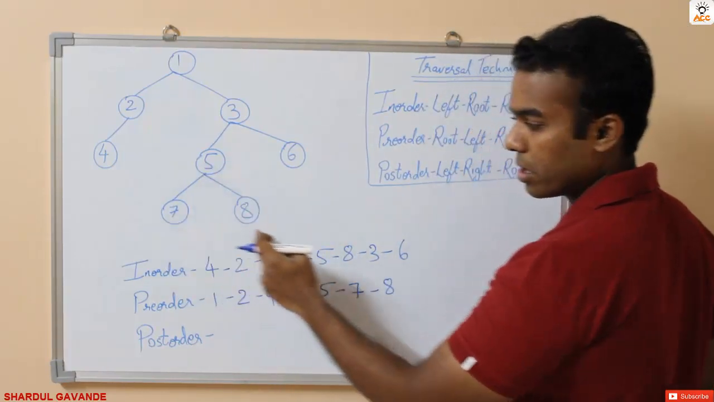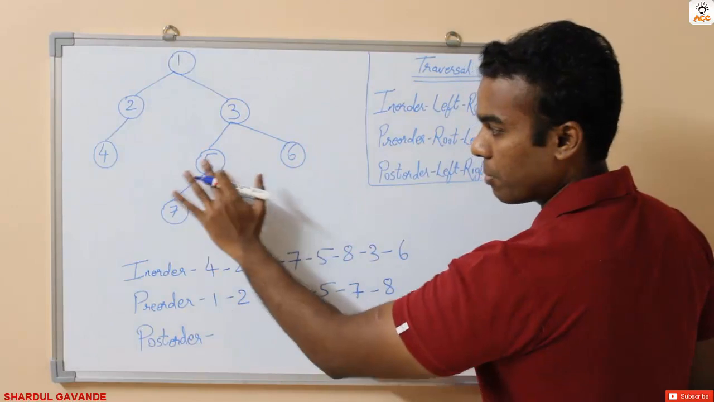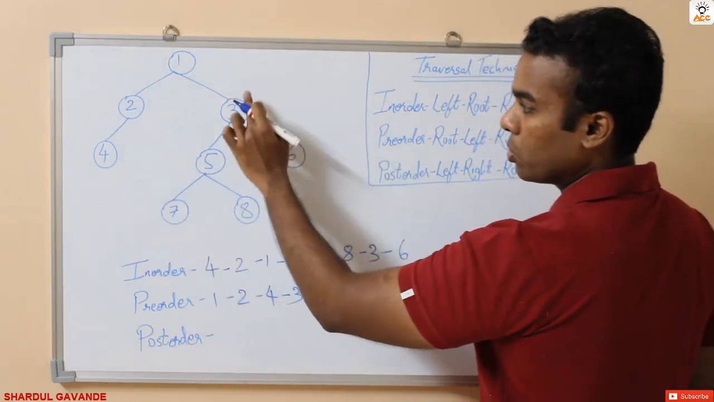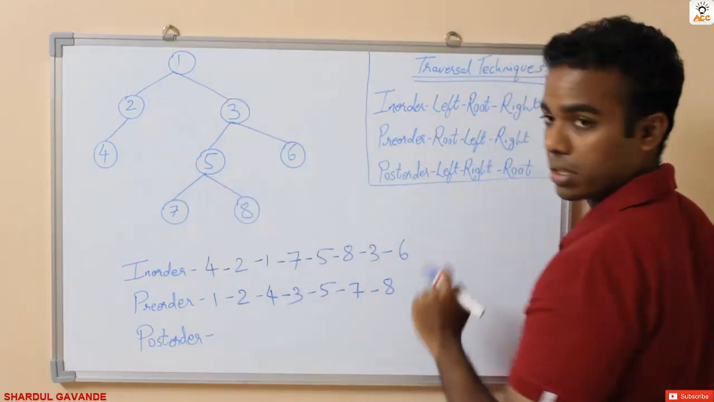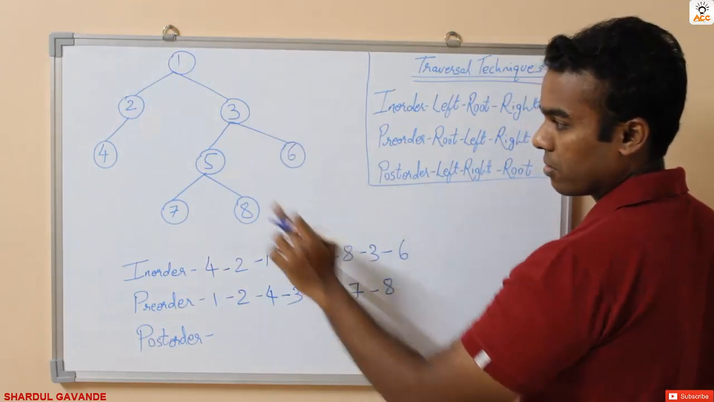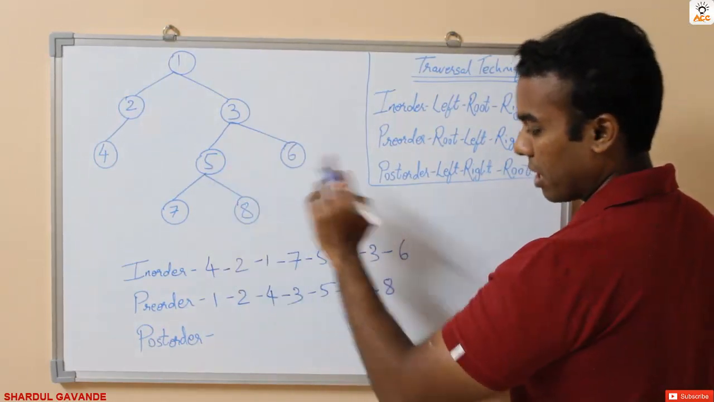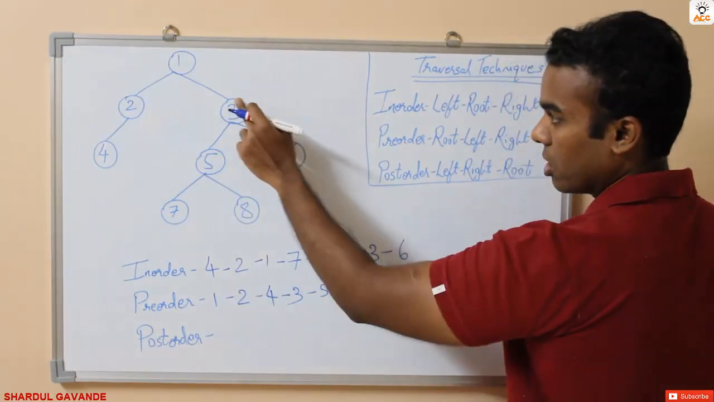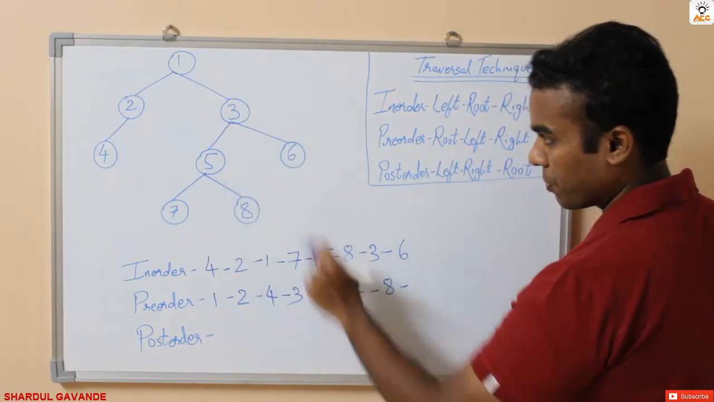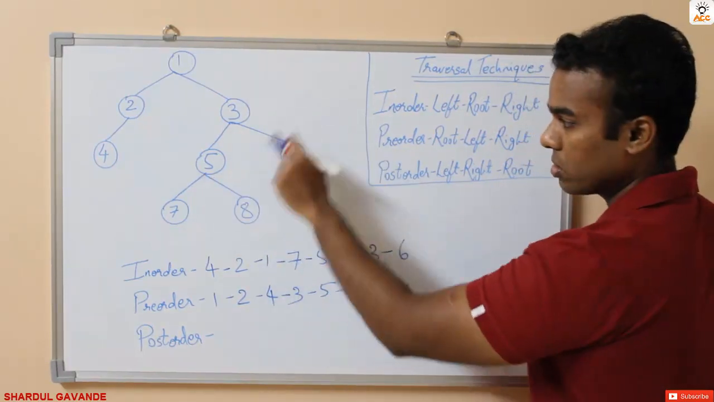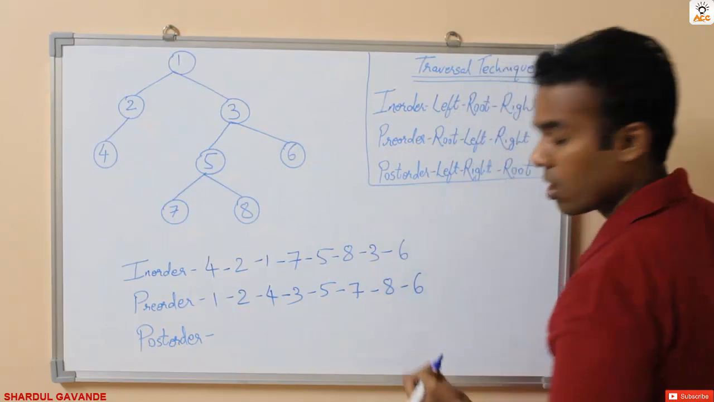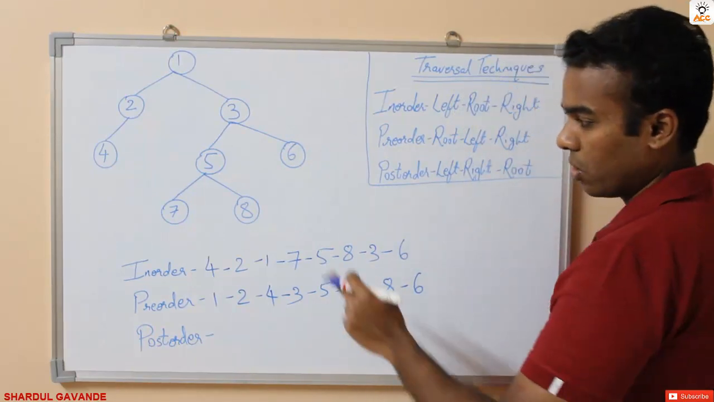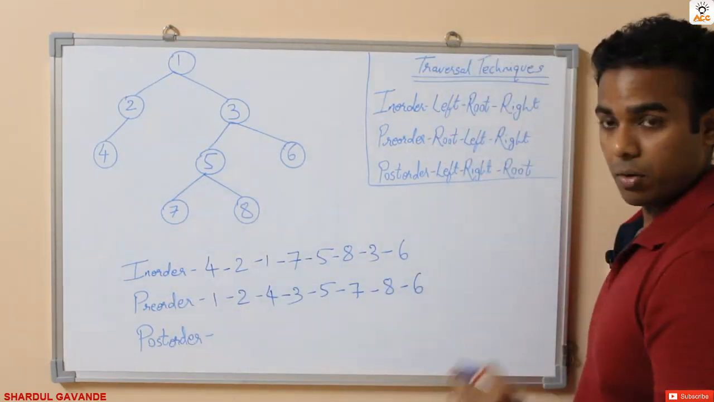Root, left, right, completed. This subtree is done. Now coming to this subtree, which is 3, 5, 6. So 3 was already done, 5 was already done. I will write what now? 6. 3 is done, 5 is done. Root, left, the right side was 6. I will write 6 over here. So this is my pre-order sequence.